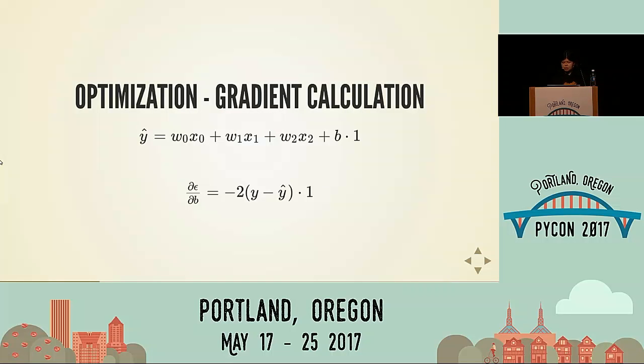As for the intercept b, we can consider that a special weight where the x that it corresponds to always takes the value of 1. So we can just substitute 1 into x in that previous equation. So this is the form the gradient will take with respect to b.